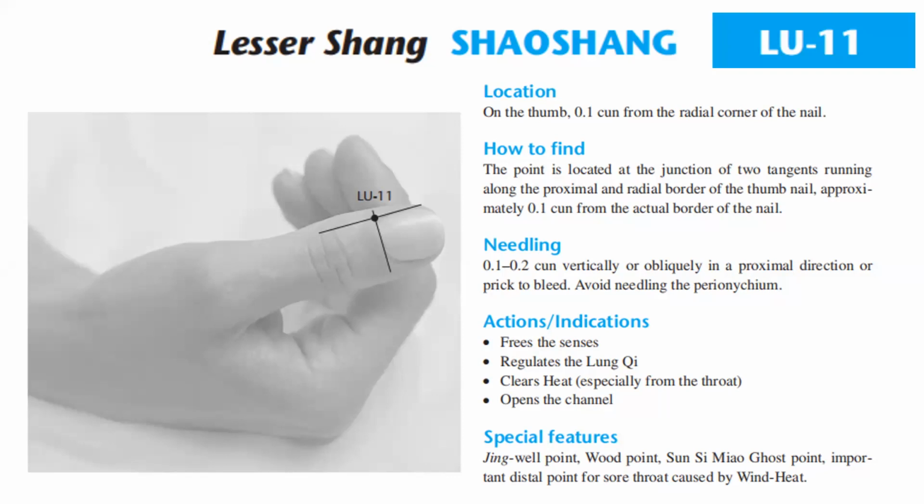Avoid needling the perineum. Actions and indications: frees the senses, regulates the lung qi, clears heat, especially from the throat, opens the channel. Special features: Jing-well point, wood point, Sun Si Miao ghost point, important distal point for the throat, for sore throat caused by wind heat.